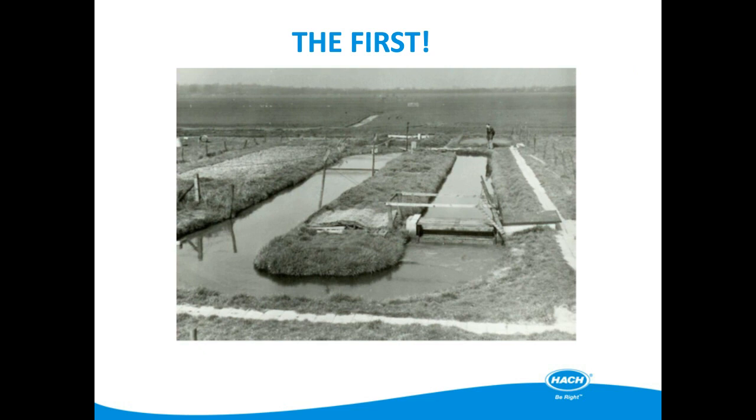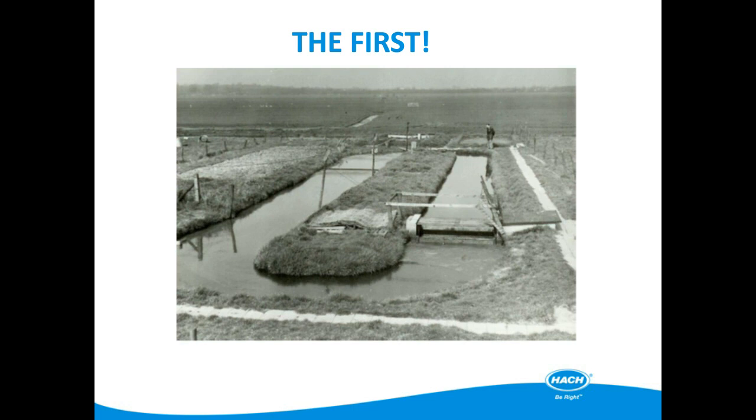The oxidation ditch was the brainchild of Dr. I.A. Pasveer of the Netherlands, who in 1954 had the first sloot, which is Dutch for ditch, constructed in Delft. This first sloot had a treatment capacity of about 600 PE and had an operating cost of less than 50% of the existing technologies of the time.